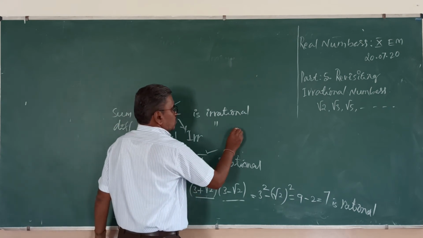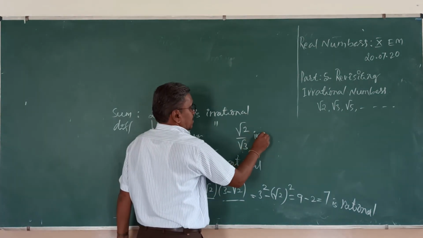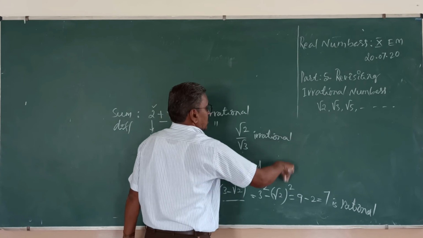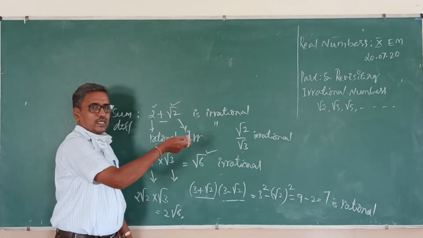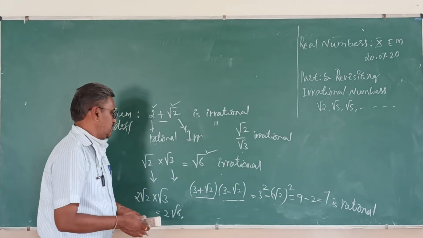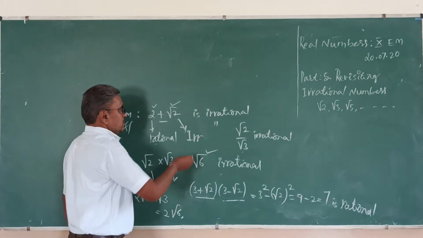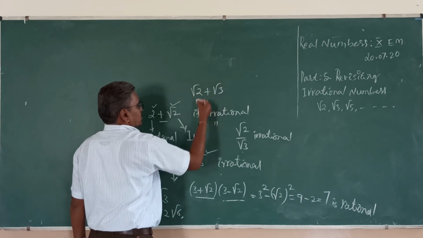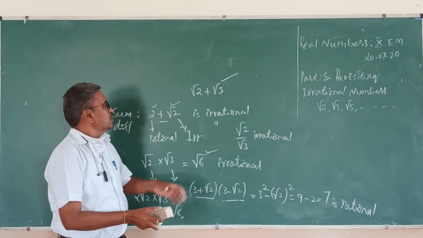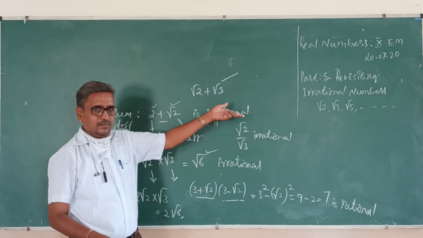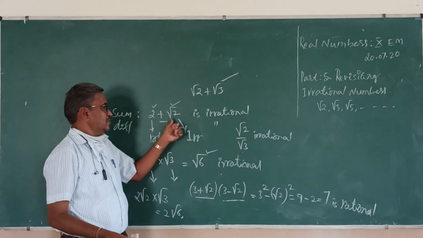And also root 2 by root 3, the quotient, is again irrational. Some methods are there for how to rationalize the denominator, that we will study next class. So the sum or difference of rational and irrational is irrational. And what about root 2 plus root 3? It is as it is, not possible to add here. So the sum of two irrationals is irrational, the difference of two irrationals is irrational, and rational and irrational is irrational.